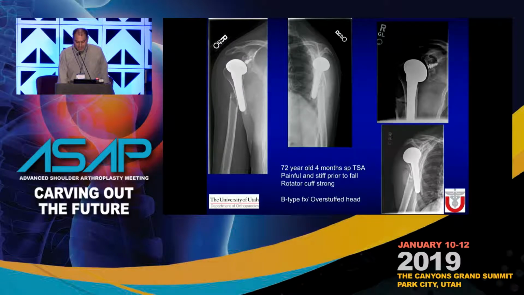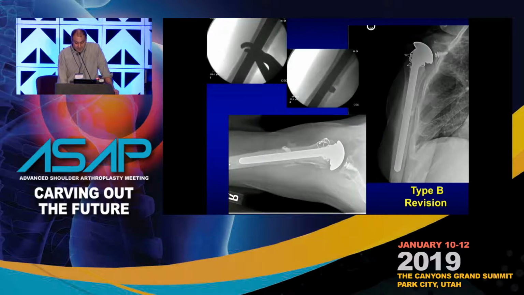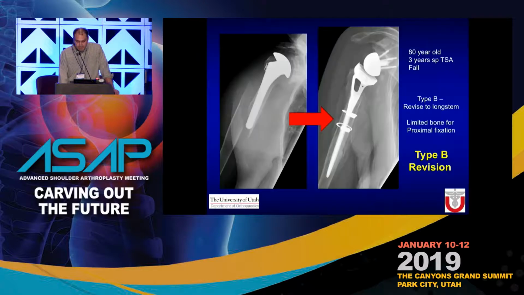and had a painful and stiff shoulder prior to the fall, but had, per the patient and the notes, a strong rotator cuff. We can see a B-type fracture with a slightly overstuffed head that may have led to the stiffness. And for me, because this was an implant that was not working appropriately, we revised the stem, long stem, bypassed it with a similar technique that I showed you, and then made the head more anatomic.